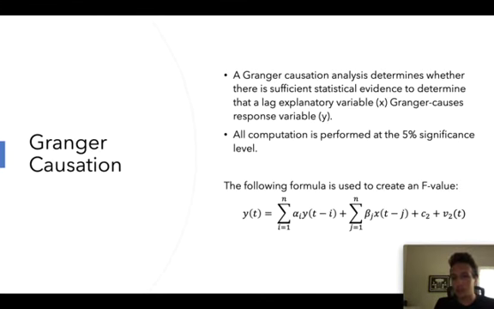Next, the second term here is basically the heart of our analysis and what we're trying to figure out. We're trying to decide whether or not X, or lag VIX, has a statistically significant effect on future values of the federal funds rate. And so what we're hoping for here is that there is a statistically significant value that results from this equation.